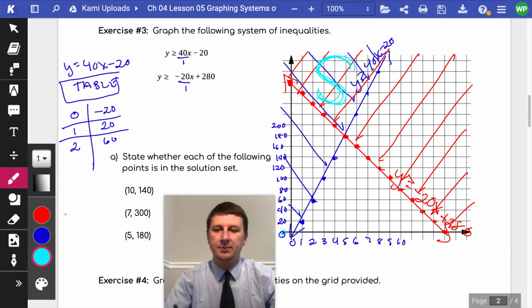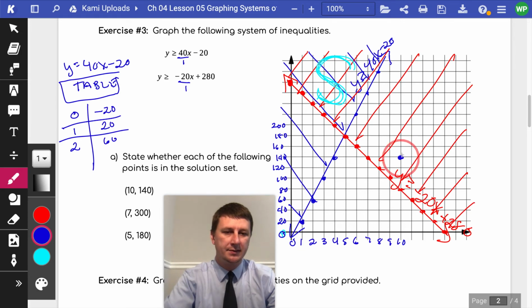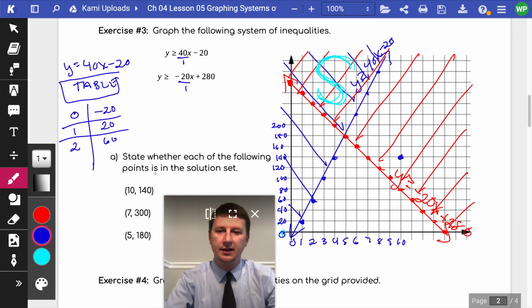Okay, next part. It says, state whether each of the following points is in the solution set. So the first point is 10, comma 140. So we go to 10, and then we go to 140, which is going to be right here. Is this point in the solution set? Well, it's in the solution set of one of the inequalities, the red one, but it's not in the solution set of the blue inequality. So no, it's not in the solution set of the system of equations. So no, not this one.